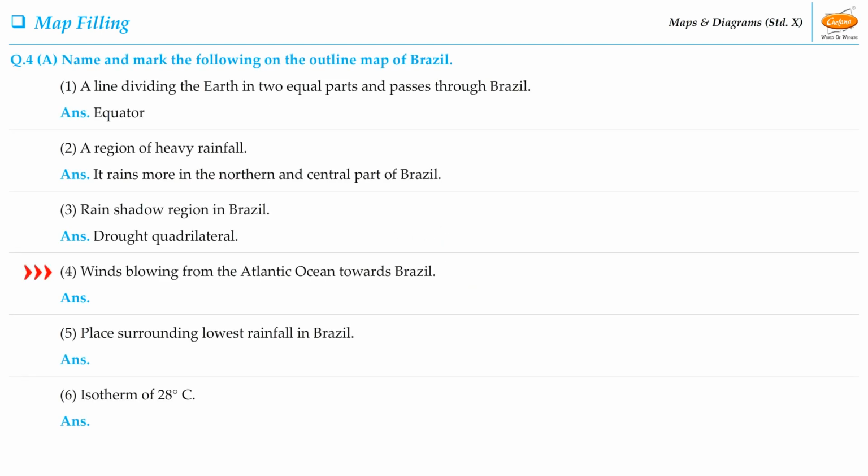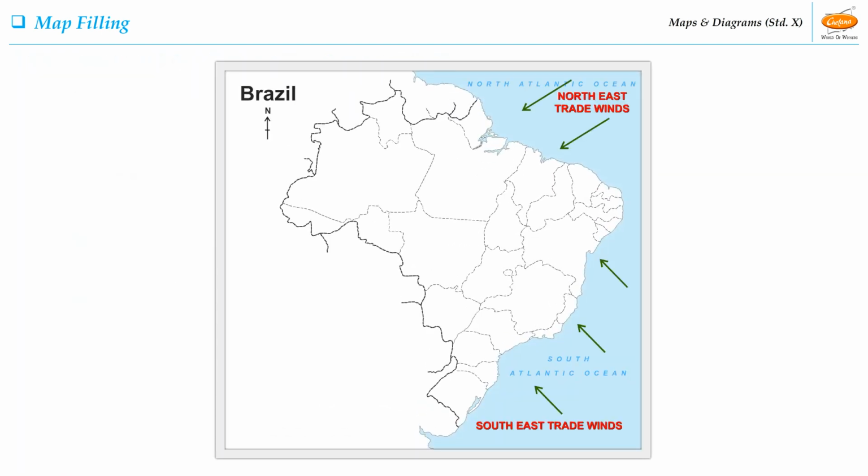Let us see the fourth question of the activity. Name the winds blowing from the Atlantic Ocean towards Brazil. Students, the winds blowing from the Atlantic Ocean towards Brazil are the northeast trade winds and the southeast trade winds.